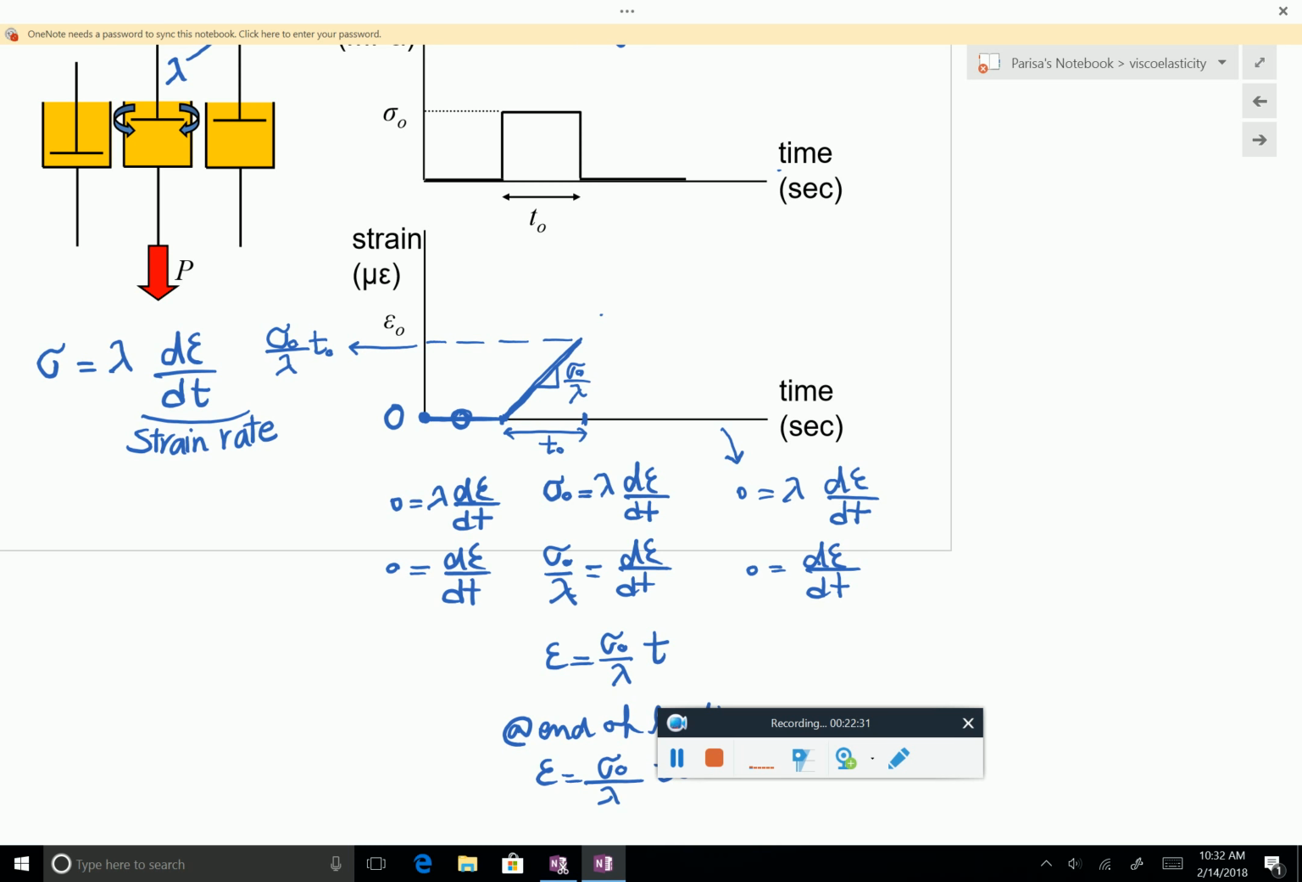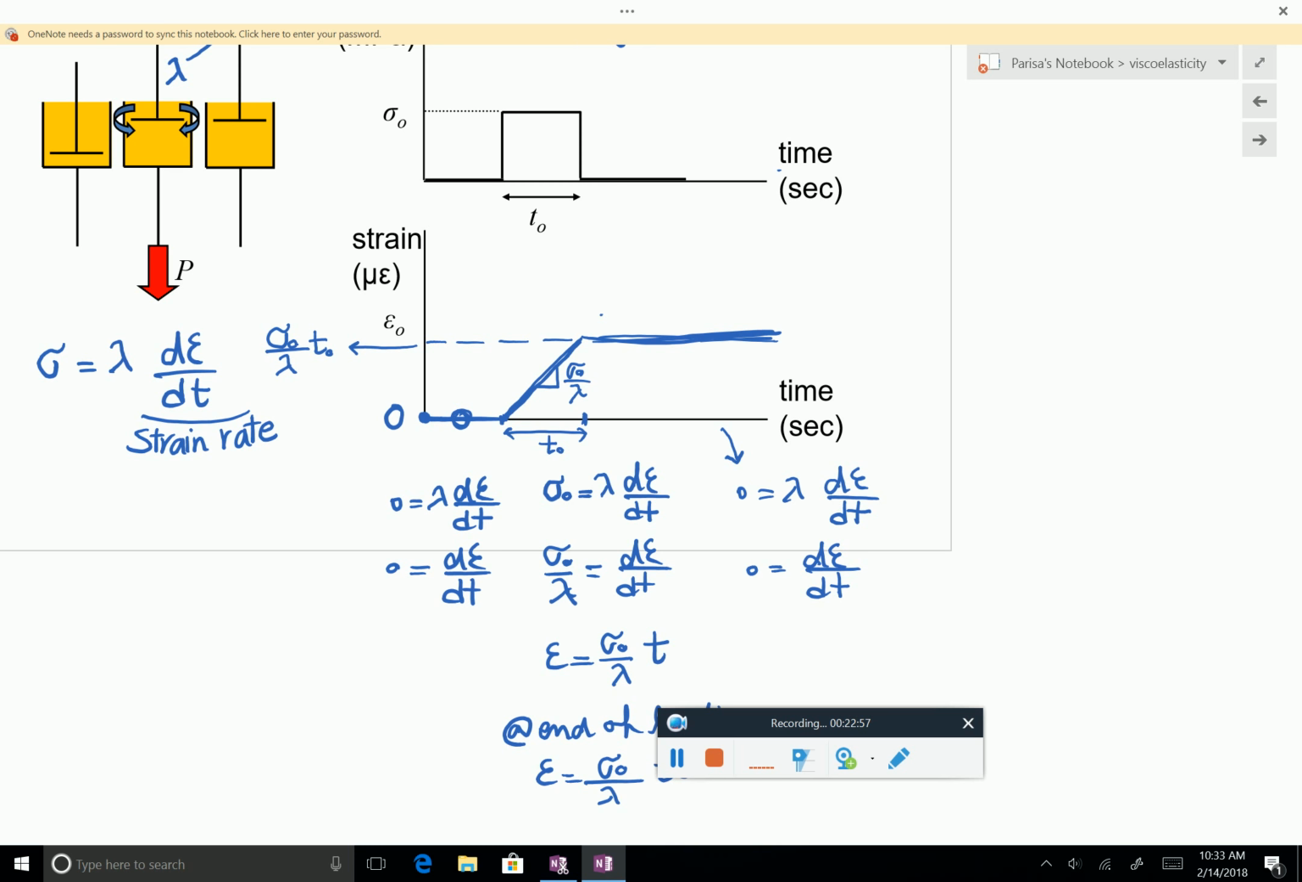I want you to make sure that you understand why, for example, here it is 0, here it stays the same. d epsilon over dt equal to 0 is not equal to epsilon equal to 0. These are two different things. It's the slope that is equal to 0. Okay, great. So it stays like that. It's very important that we are all comfortable with this.